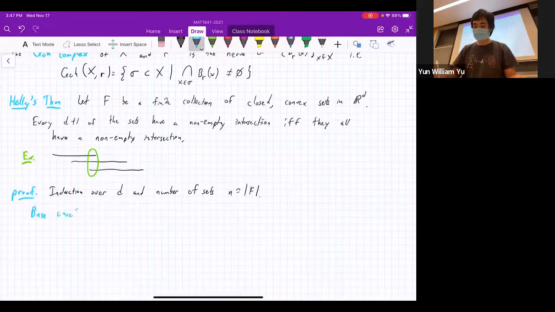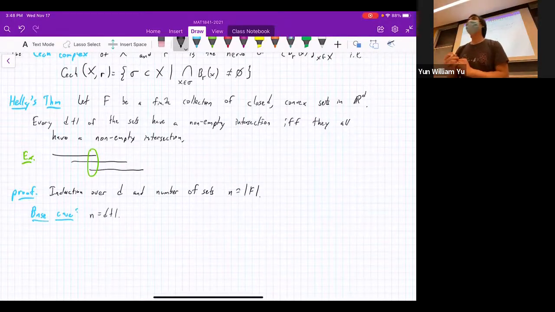Base case. Let's actually start with another one of the base cases because it's less interesting. Let's suppose that N is equal to D plus one. Why is it true for this case? Yes, it is entirely trivial because the statement is that every group of D plus one sets has an intersection if all of them have an intersection. Well, if you have exactly D plus one sets, then there's only one group of D plus one sets and they must have an intersection. So this is trivial by definition.